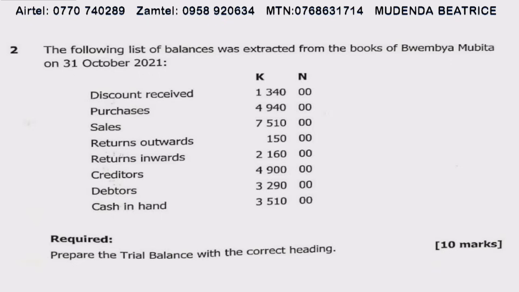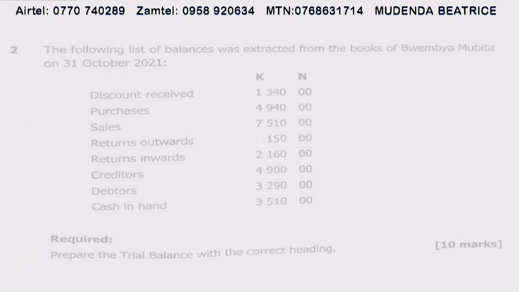Debtors 3,290 kwacha. Cash in hand 3,510 kwacha. What are we required to do? We are required to prepare the trial balance with the correct heading. Okay, so these are the balances found in the books, and that is the question we are asked to do: prepare a trial balance for Wembia Mubita.